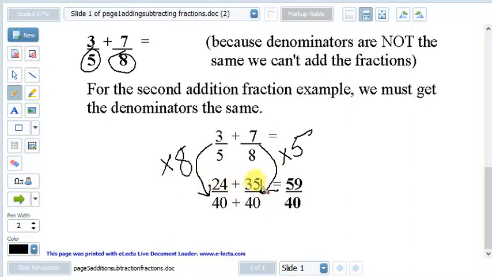And then we can combine the fractions because we've got the same denominator. So 24/40 plus 35/40 is 59/40, and if you want to simplify that, it will become 1 19/40. Okay, so moving on.